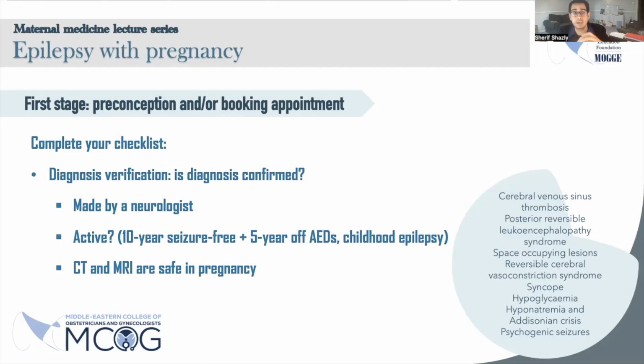So first thing, you should verify the diagnosis, meaning that it's really made by a neurologist with a plan of care. The other thing is you need to know if we can still consider it an epilepsy, which means if a woman didn't have any epileptic seizures for 10 years at least, with the last 5 years of them while she was not taking any medications, I will not count that as epilepsy, or let's call it a resolved epilepsy, and you will not manage her as an epileptic patient.